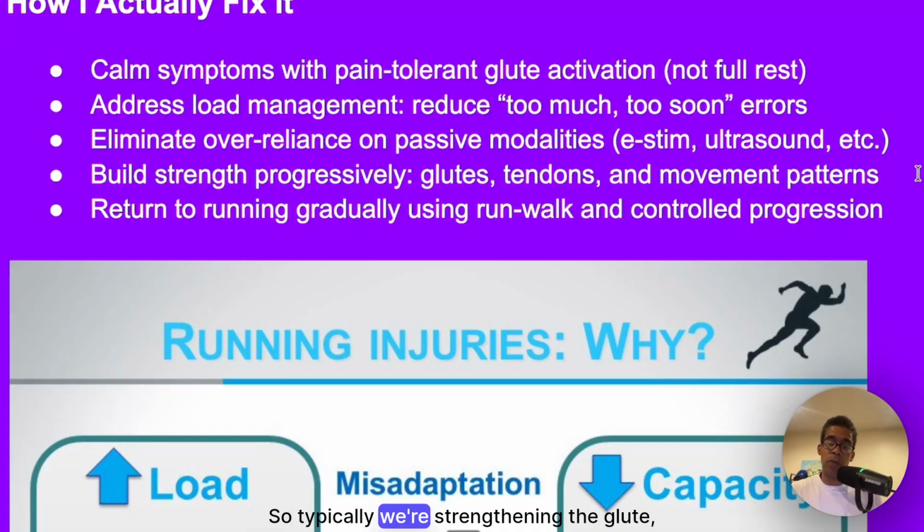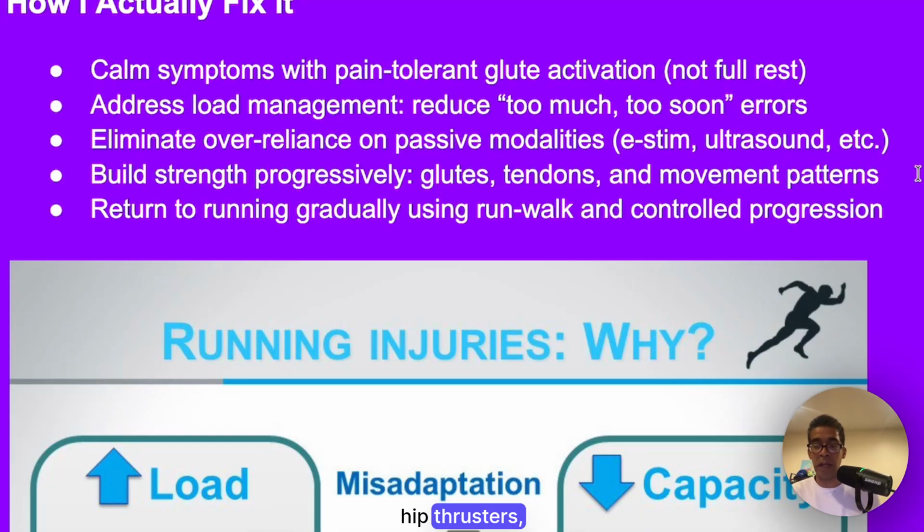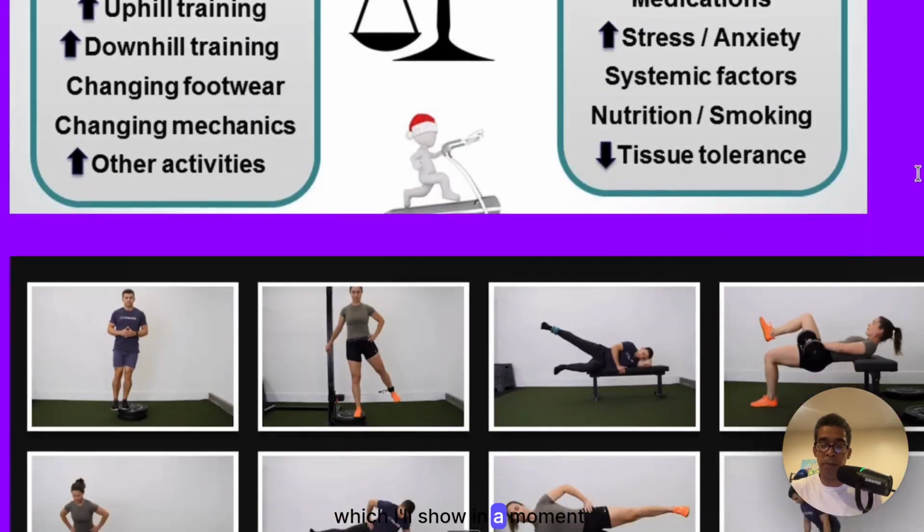Typically we're strengthening the glute med, but even the glute max, the big muscle in the back, your buttock muscle there, right? And train the different movement patterns: squats, lunges, hip thrusts, and then gradually return to run using a run-walk program, which I'll show in a moment.